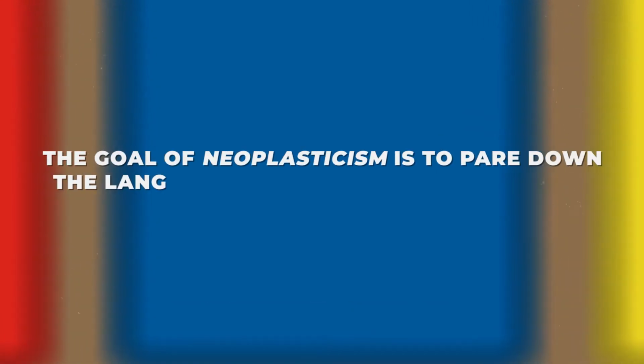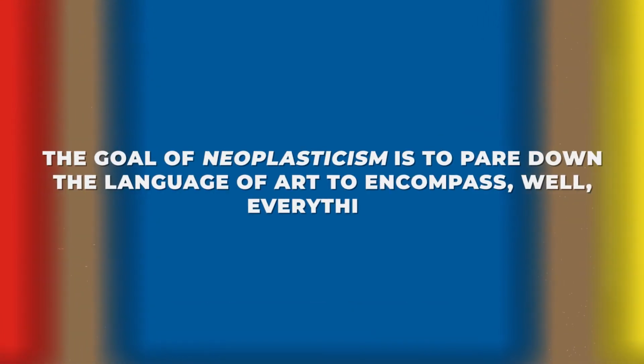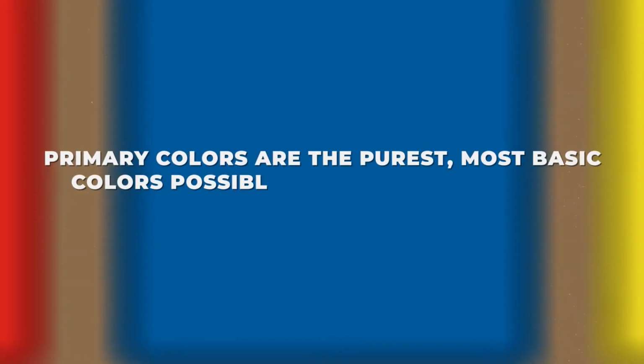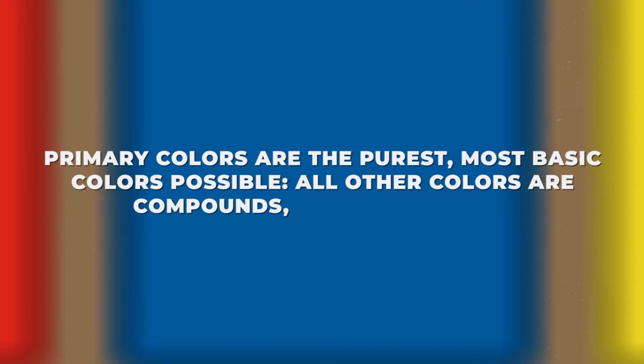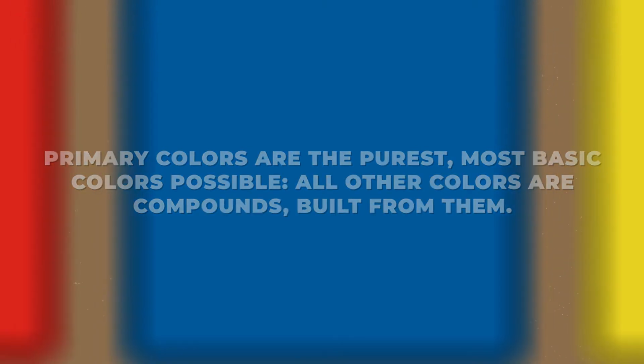This makes sense when you consider that the goal of neoplasticism is to pare down the language of art to encompass, well, everything. Primary colors are the purest, most basic colors possible. All other colors are compounds built from them. Therefore, they're the obvious choice for a universal art containing everything. And Mondrian's is a simplified language, a very minimalist art.